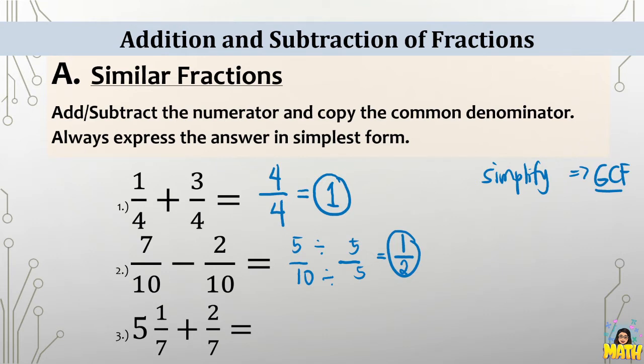Number 3, a mixed number plus 2 over 7, but still they are similar fractions because they both have the same denominator. We will still follow the instruction. Add or subtract the numerator, 1 plus 2, 3, and copy the denominator. And of course, don't forget to add the whole numbers. 5 plus 0 is 5. So we'll have here 5 and 3 over 7.